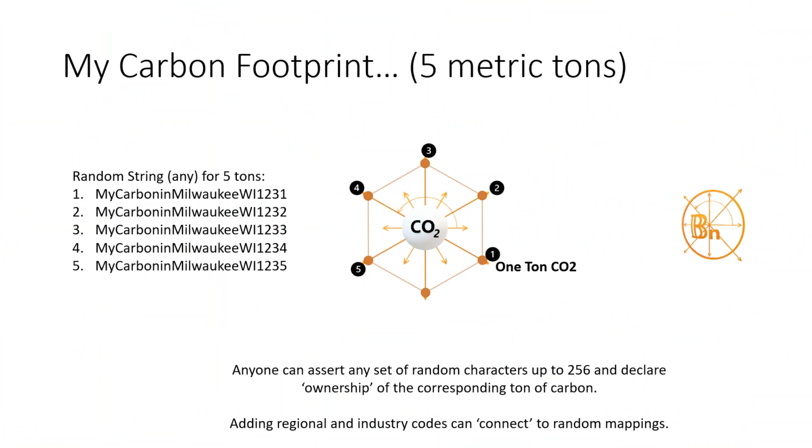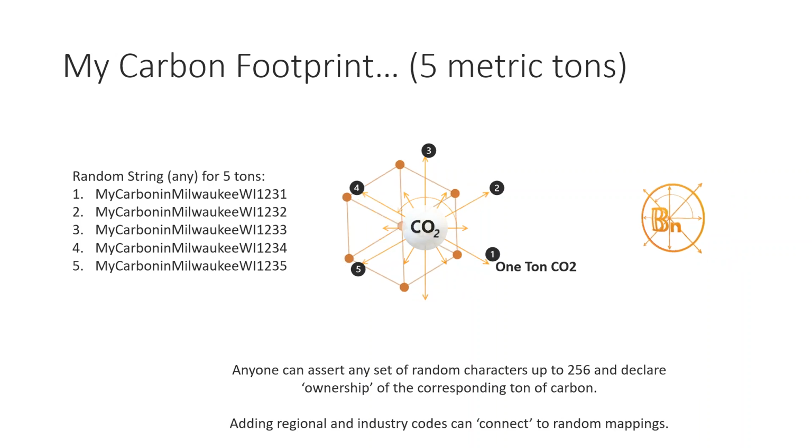There's nuance here, but basically what we want to be able to do is let anyone take a sentence. I'm going to assert any set of random characters up to 256 is enough for the trillions of carbon tons that there are, and you can declare ownership. So right here I've declared ownership of 5 tons of carbon with these random sets of characters, which I've made human readable. They're very friendly. We can also add regional and industry codes to start associating them with industries as well as geographic regions.